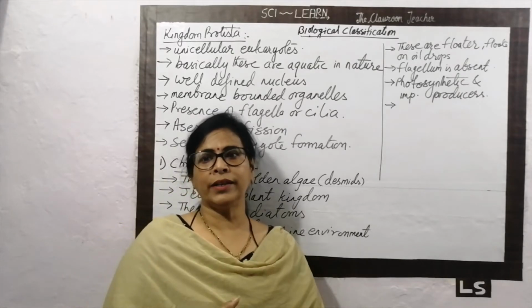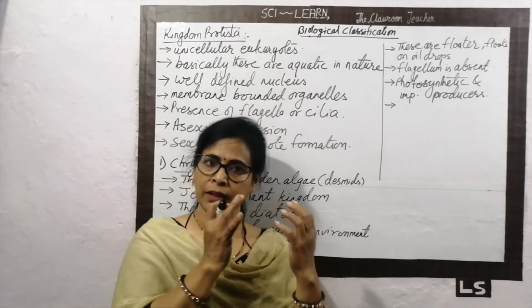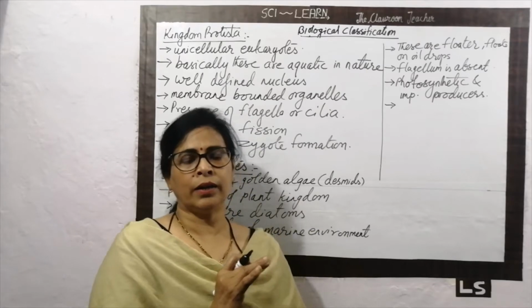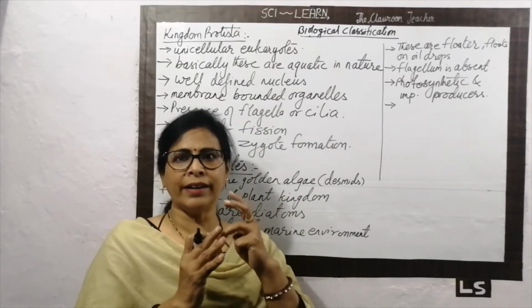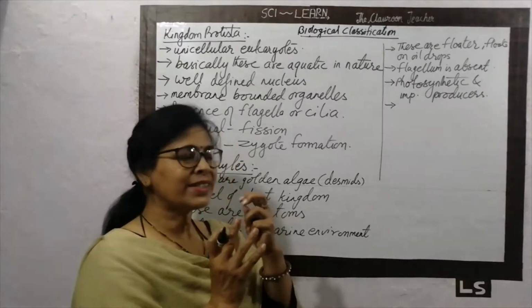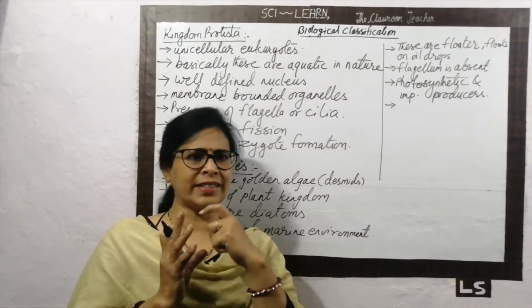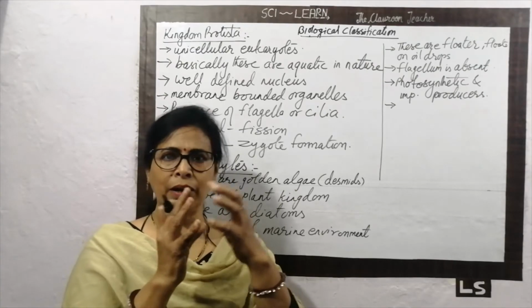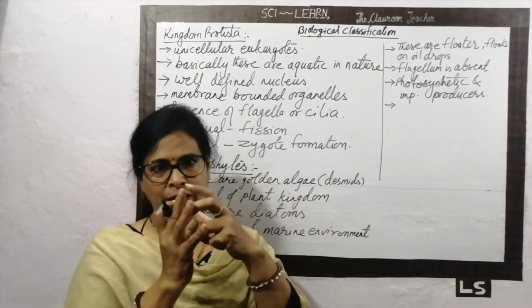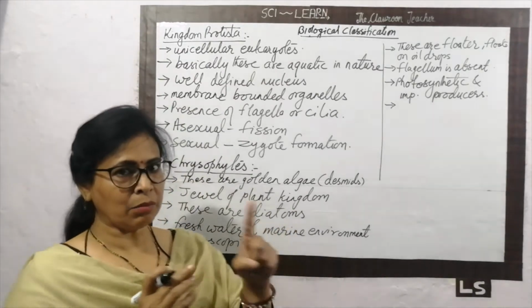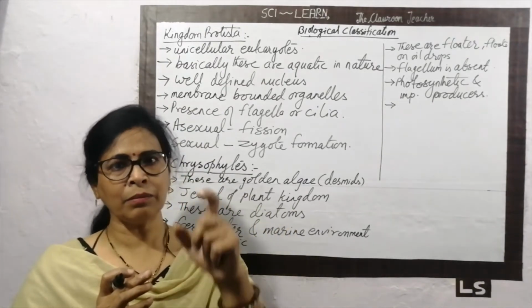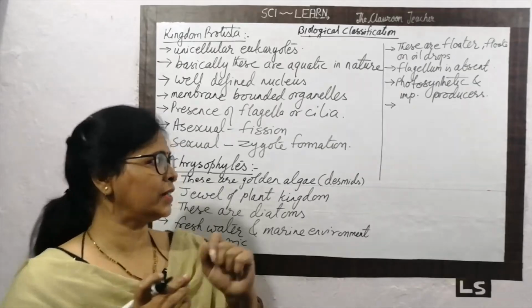What other important thing is there? The members of this group deposit silica on their cell wall. Their cell wall contains silica, and that silica cell wall is indestructible. We are unable to destroy it with simple methods. One more thing: it is called diatom. Why is it called the diatom? That is the peculiarity present in the cell wall.